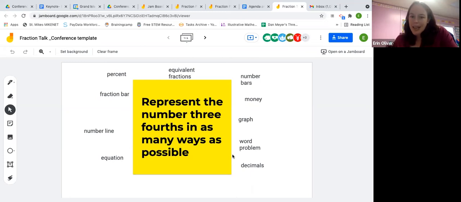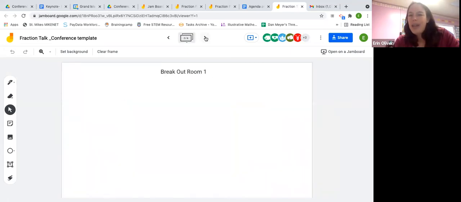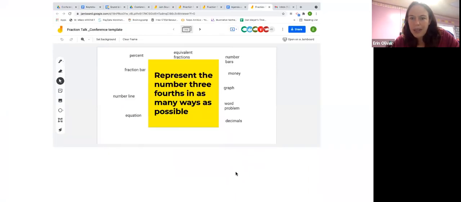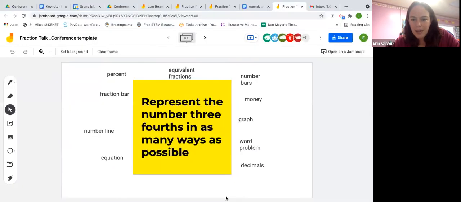So I'm going to ask us to actually do this. I want you to go into breakout rooms for 4 minutes, so not very long. And on your page, so there's a page for breakout room 1, breakout room 2, breakout room 3. On your page, I want you to try to represent the number 3/4 in as many ways as you can. Any questions about this assignment?